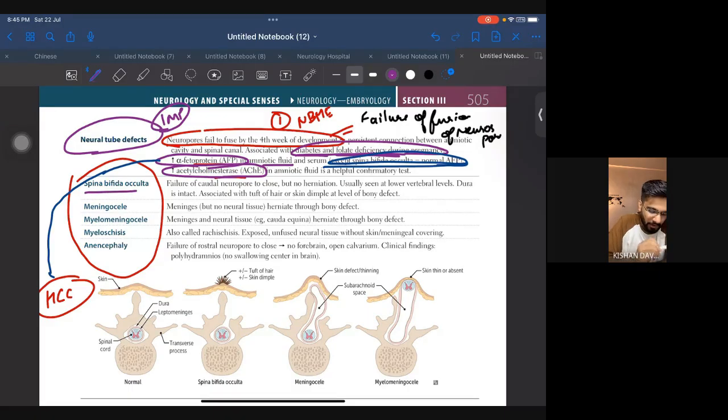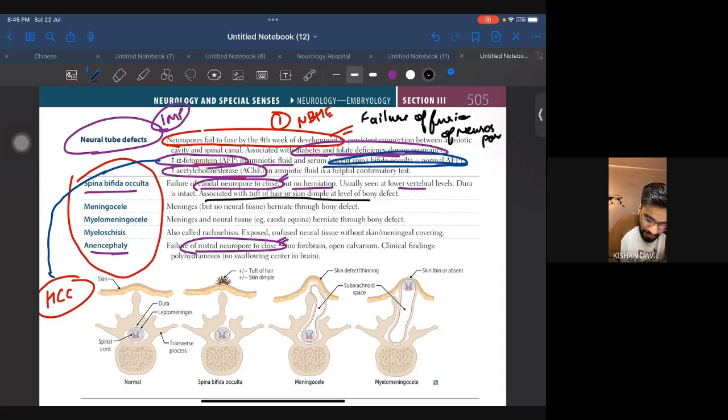Coming to spina bifida occulta, failure of caudal neuropore to close. And if we go to anencephaly, it is failure of rostral neuropore to close. This is important. Again, one liner. Failure of caudal neuropore to close and failure of rostral neuropore to close. Coming to spina bifida occulta, no herniation. Usually seen at the lower vertebral level. This is important. Associated with a tuft of hair or skin dimple at the level of bony defect. So there will be a tuft of hair, no nervous system, no meninges, nothing will be there.